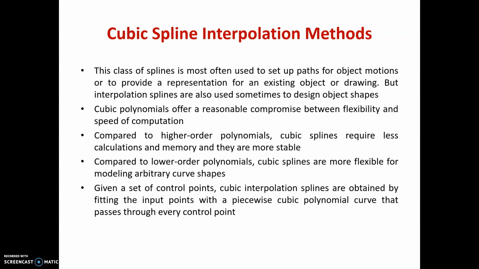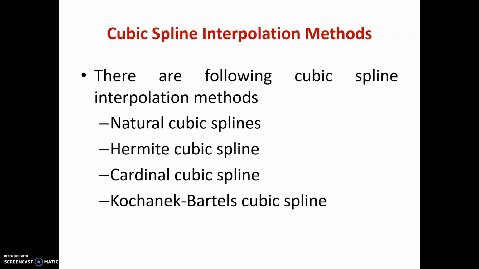Cubic polynomials offer a reasonable compromise between flexibility and speed of computation. As compared to higher order polynomials, cubic splines require less calculations, less memory, and they are also more stable. Compared to lower order polynomials, cubic splines are more flexible for modeling arbitrary curve shapes. Given a set of control points, cubic interpolation splines are obtained by fitting the input points with a piecewise cubic polynomial curve that passes through every control point.